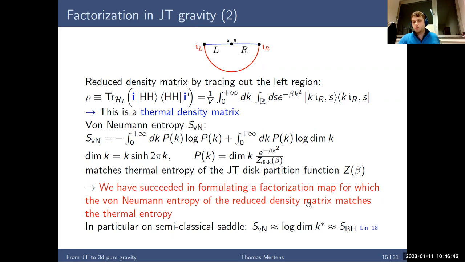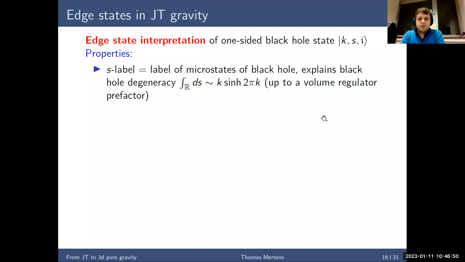Okay, so the next thing that I want to mention is that these one-sided black hole states, these states that you get if you try to factorize the two-sided state by inserting a complete set of states in the middle, so we had this extra label S there. I call these one-sided black hole states, and I want to interpret these as edge states. So let me mention some properties of these states in order to motivate this interpretation.